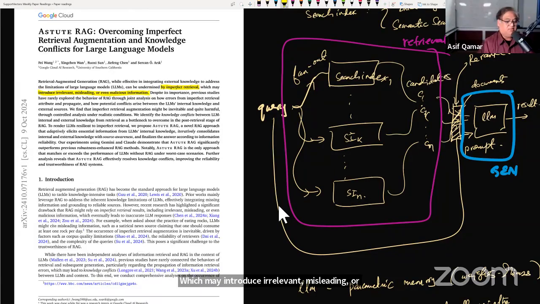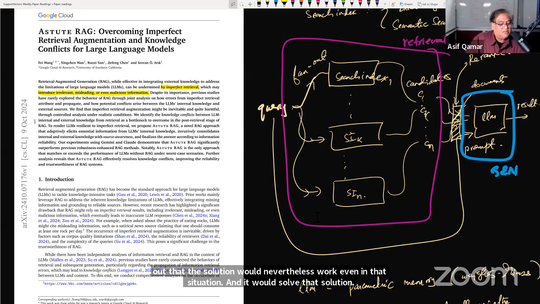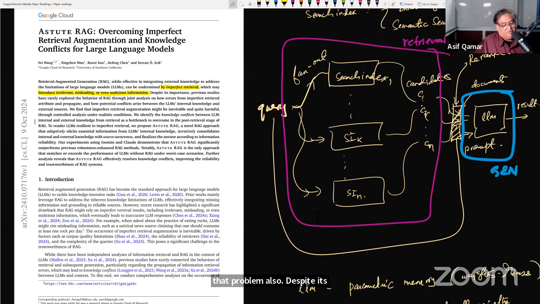I will go a little bit further, by the way. This paper does not mention that sometimes you ask the LLM the same question and it may contradict itself in the next answer. So that part they haven't really addressed, but it turns out that the solution would nevertheless work even in that situation, and it would solve that problem also. Despite its importance, previous studies have rarely explored the behavior of RAG through joint analysis on how errors from imperfect retrieval attribute and propagate, and how potential conflicts arise between the LLM's internal knowledge and external sources. So what they are saying is nobody has really studied it systematically.